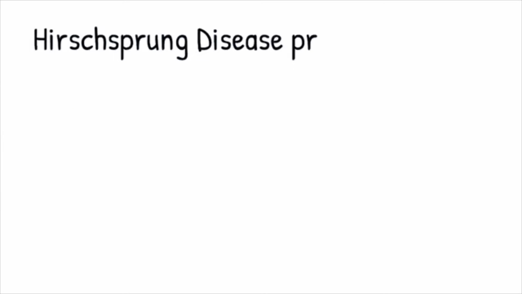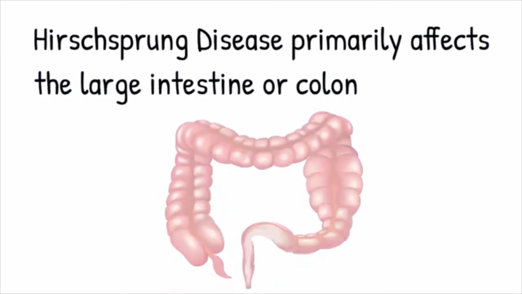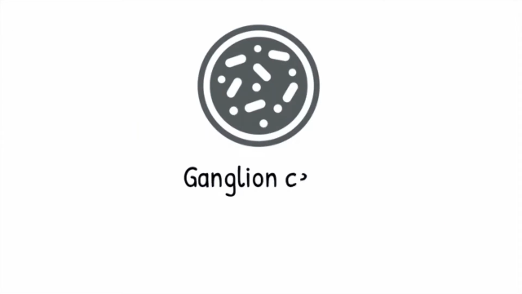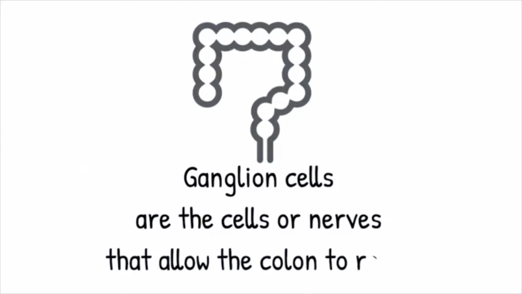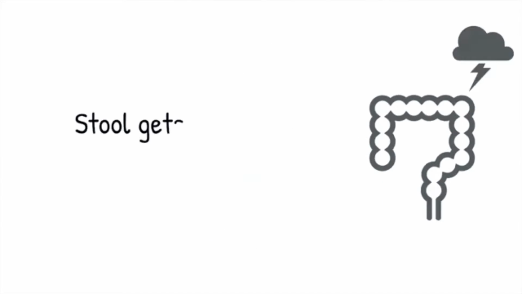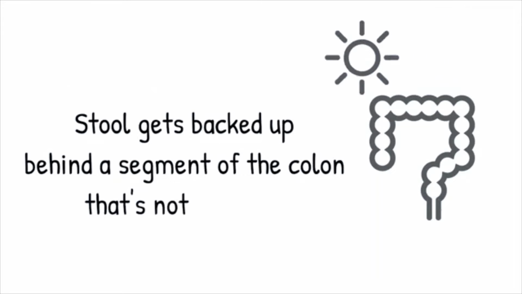Hirschsprung's disease is a condition that primarily affects the large intestine or colon. It involves what we call ganglion cells, the cells or nerves that allow the colon to relax. And so the stool is getting backed up behind the segment of colon that is not relaxing.